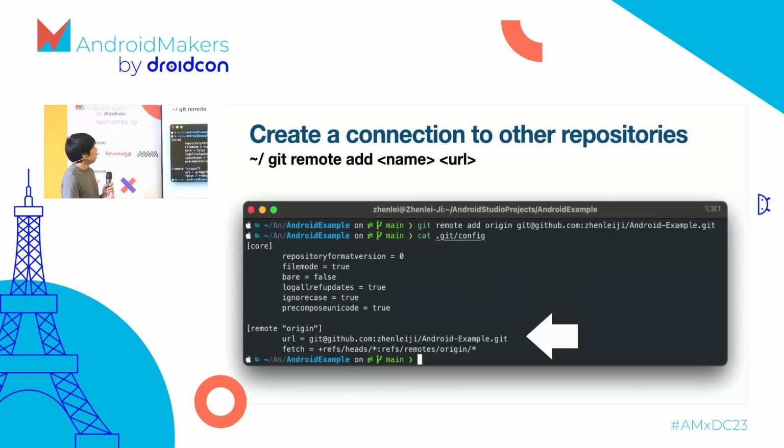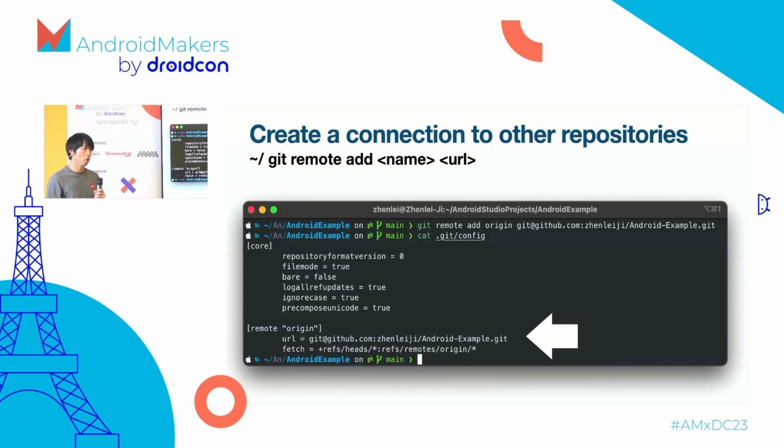So now you need to add the connection to other repositories. You just git remote add the name and the URL. The name is the name that you want to give to this repository, and the URL, for instance, in this case, is GitHub. The connection is SSH, but could be HTTPS.